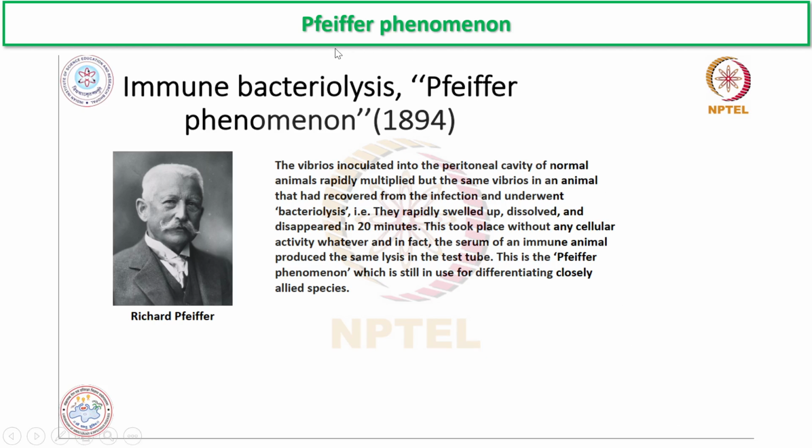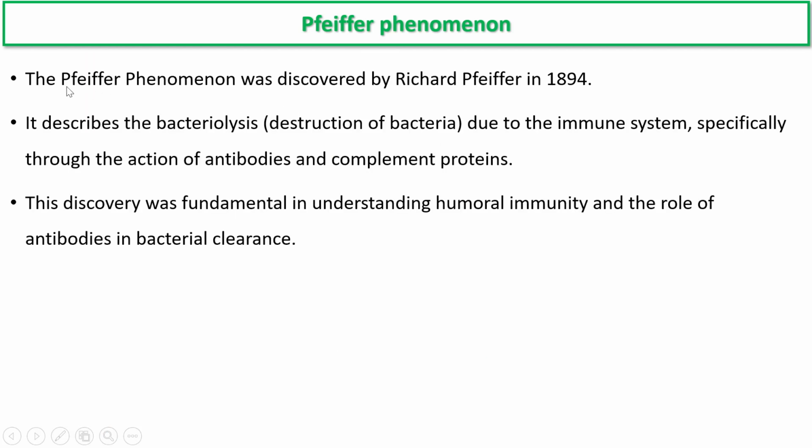Okay, so there is one more, the Pfeiffer phenomenon. The Pfeiffer phenomenon was discovered by Richard Pfeiffer in 1894. It describes bacteriolysis, that is the destruction of bacteria by the immune system, specifically through the action of antibodies and complement proteins. This discovery was fundamental in understanding humoral immunity and the role of antibodies in bacterial clearance.